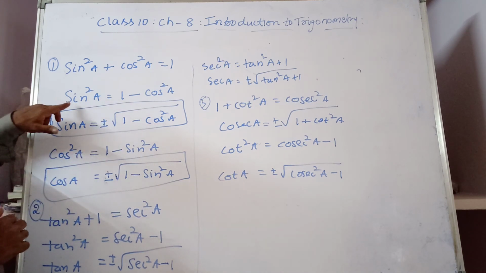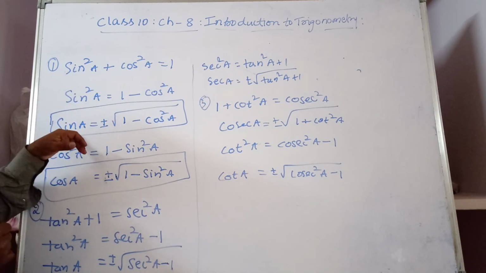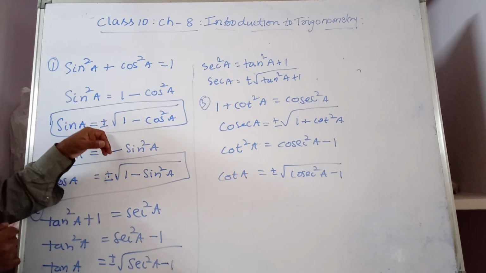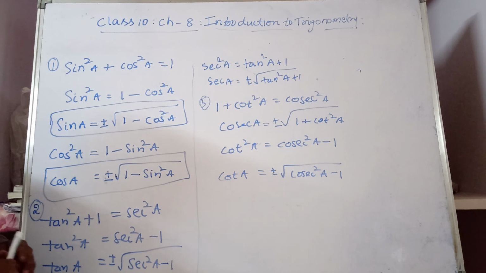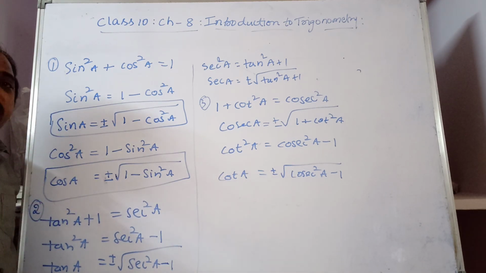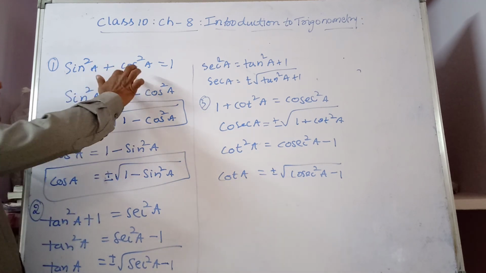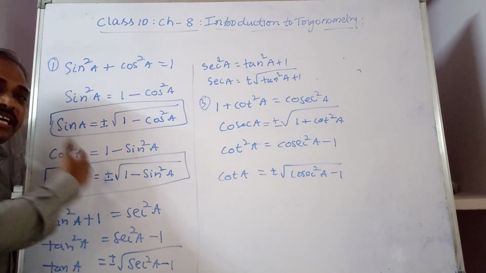First step is sin square A is equal to 1 minus cos square A. The second one we are getting is sin A is equal to plus or minus root of 1 minus cos square A. So this is the usage, how we use the identities in different forms. Sin square A plus cos square A is 1. This is the first identity. From this we are getting these identities.